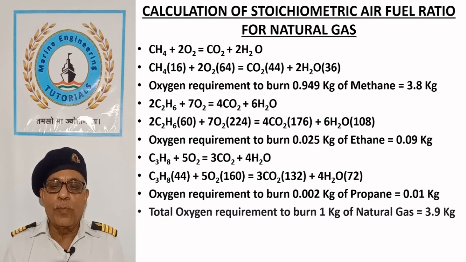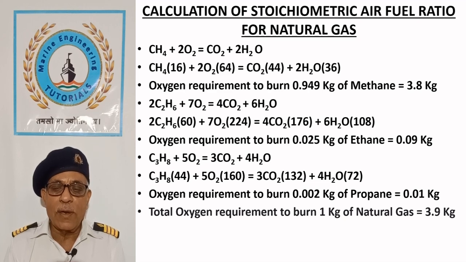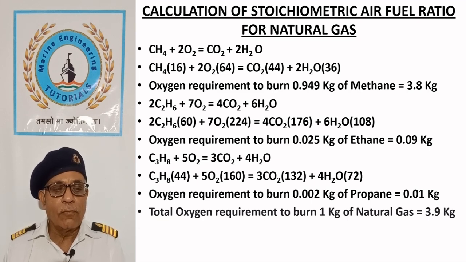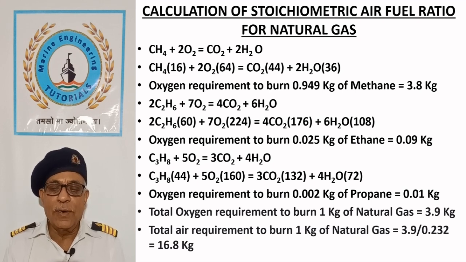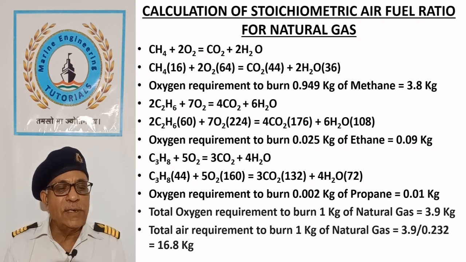Total oxygen requirement to burn 1 kg of natural gas is the total sum of oxygen requirement to burn 0.949 kg of methane, 0.025 kg of ethane and 0.002 kg of propane, which is 3.9 kg. As the percentage of oxygen in air by mass is 23.2%, total air requirement to burn 1 kg of natural gas is 16.8 kg.